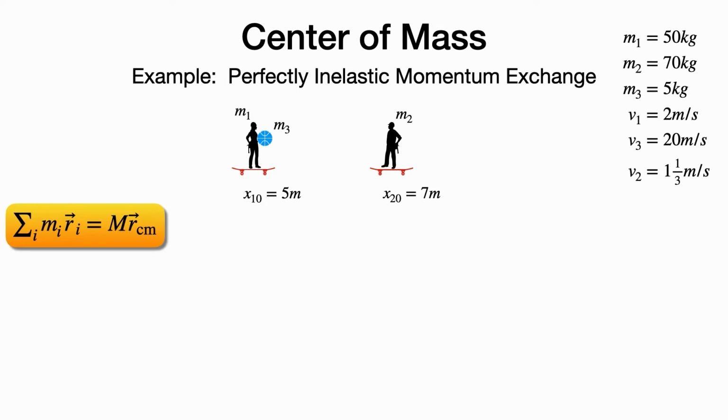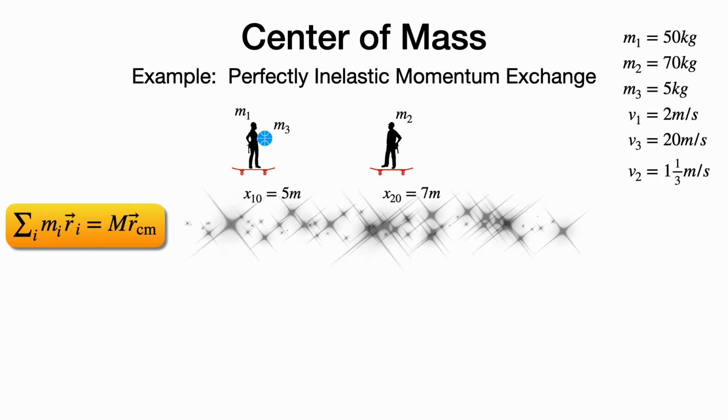From our previous look at this example, we know that after the ball is thrown, mass 1 is going to recoil with a velocity of v1 equal to 2 meters per second. While the ball is in the air, it's going to travel with a speed of 20 meters per second. And after m2 catches the ball m3, the pair are going to be traveling to the right with a speed of 1 1/3 meters per second. But for now, let's consider the center of mass.